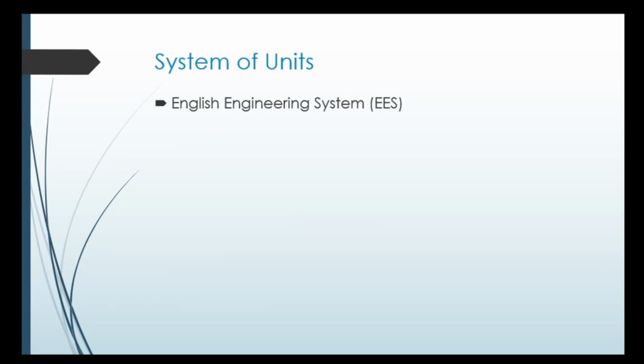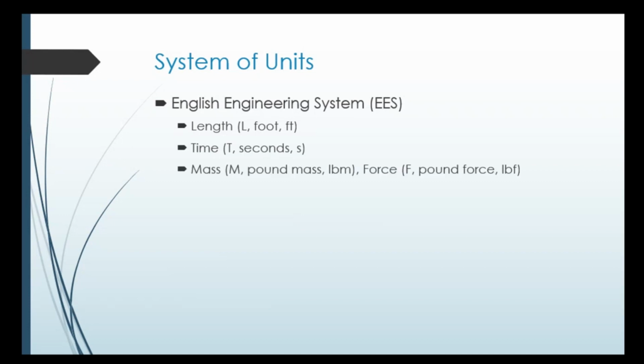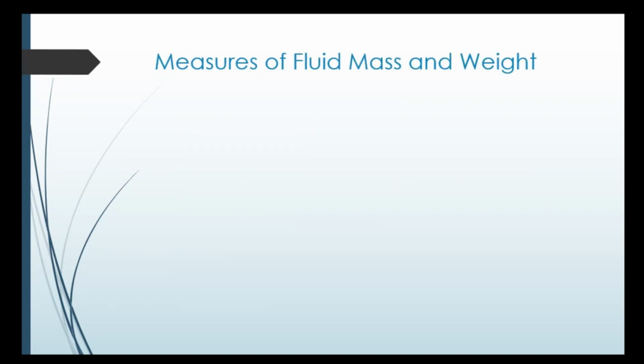English engineering system. It is similar to British gravitational system except the units of mass. The units of mass are defined as pound in English engineering system. Length is foot or feet, time is in seconds, mass is in pound mass, and force is in pound force. Temperature is Fahrenheit or Rankine based on your choice.